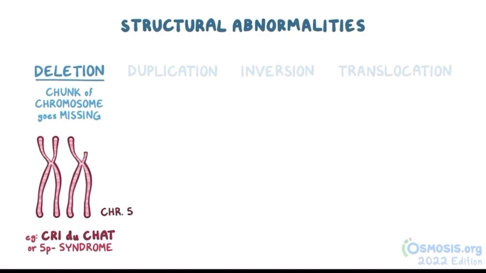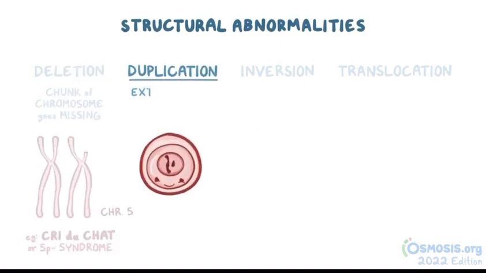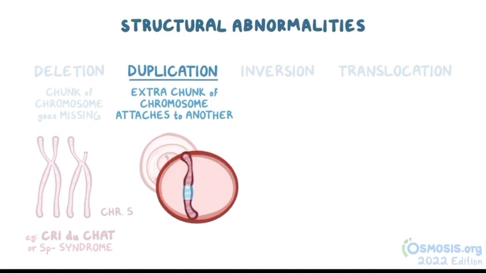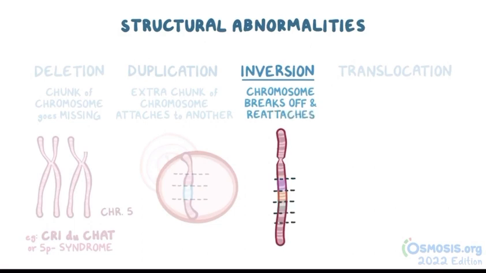Then there are duplications, which can happen when a gamete ends up with an extra chunk of chromosome that might be broken off from another chromosome. That extra piece often attaches to the homologous chromosome, which now has duplicate chromosomal segments that code for the same genes. Next are inversions, which are when a chromosome breaks off and reattaches to the same chromosome, but it gets flipped around in the process. So if the original order of the genes in the chromosome was ABCD, now it's ABDC.